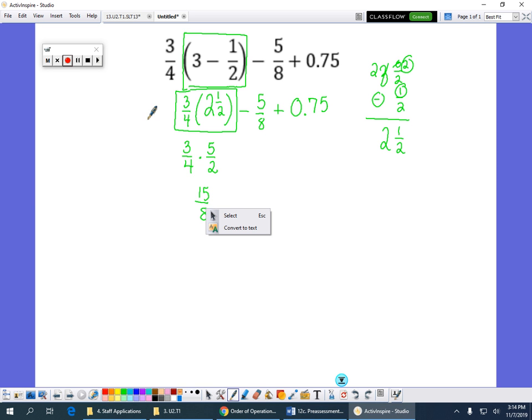And then I'll bring down everything I didn't use. So I didn't use 5/8. And I didn't use the 0.75.